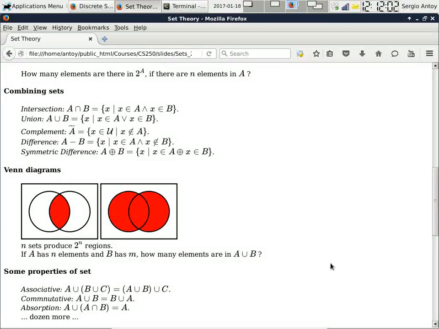Alright, this is commutative. That means that if you do the union of A and B, this is the same thing as doing the union of B and A. And again, this works for Booleans with the appropriate connective. This works for numbers with the appropriate operation. Then there are things which are specific of sets. Let's read this one. A union A intersection B is A.